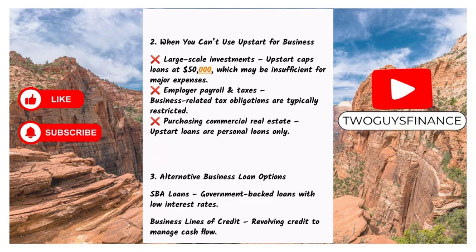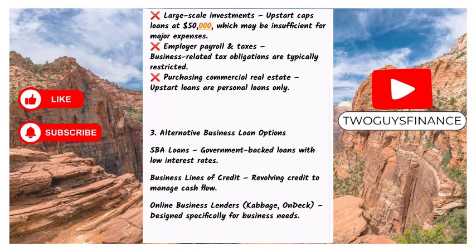Now, alternative business loan options include SBA loans, that's government-backed loans with low interest rates. There's also a business line of credit, so revolving credit to manage cash flows. You also have online business lenders, such as Kabbage and OnDeck. These are designed specifically for business needs, so you can make use of these for specific business needs.